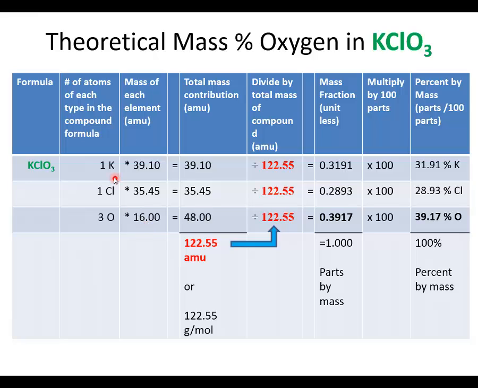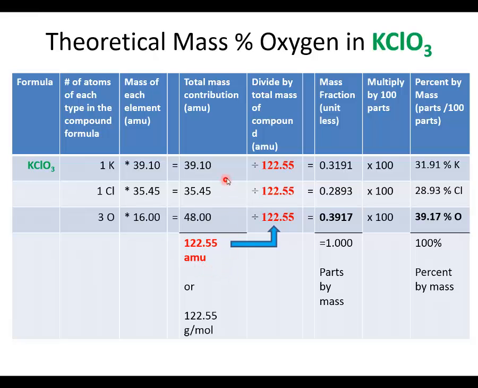My total mass will be the number of atoms in the formula times their molar mass. So for 1 potassium and 1 chlorine, we just have the same mass as the molar mass from the periodic table. For oxygen, there's 3 oxygen atoms though in the formula, so I take 3 times 16 to give me 48 grams per mole with respect to oxygen in the formula. If I add up the gram per mole contribution of all of the elements, that will give me a molar mass of 122.55 grams per mole. If I only had 1 formula unit, these would be in atomic mass units though.